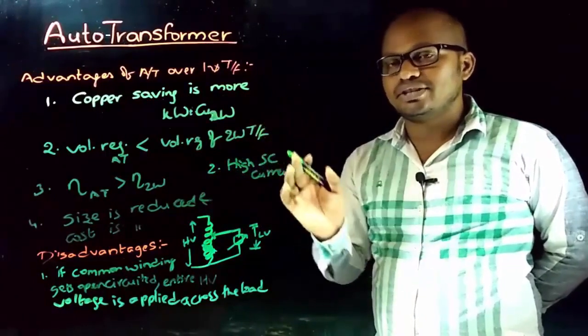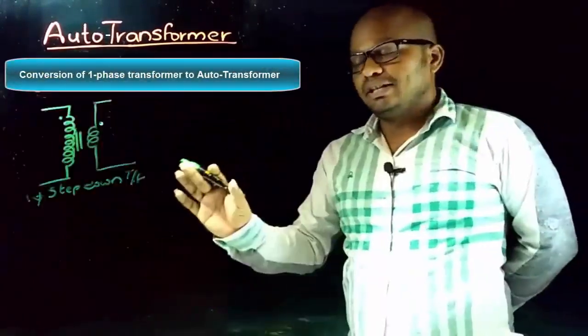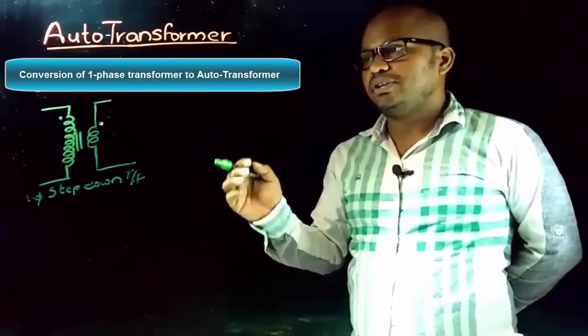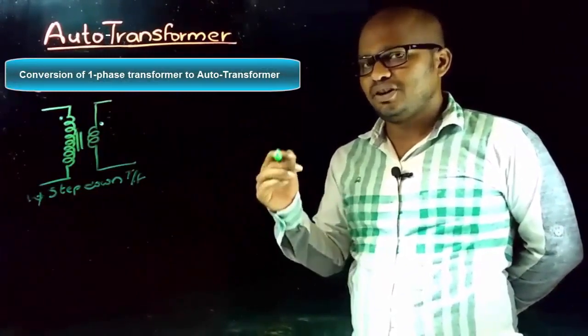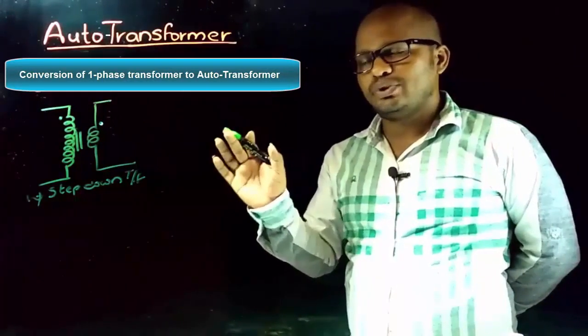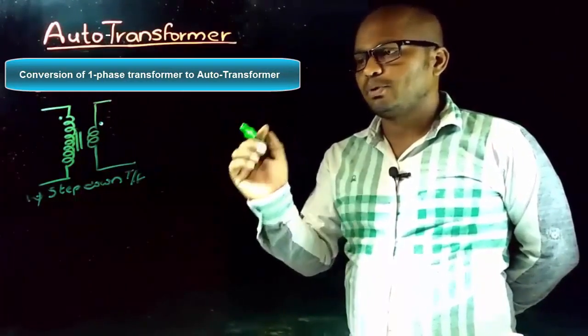These are the main advantages and drawbacks of autotransformer. A single phase two winding transformer can be reconfigured into autotransformer. Now let's see how to do it. And to understand how to reconfigure, let's discuss a simple concept.